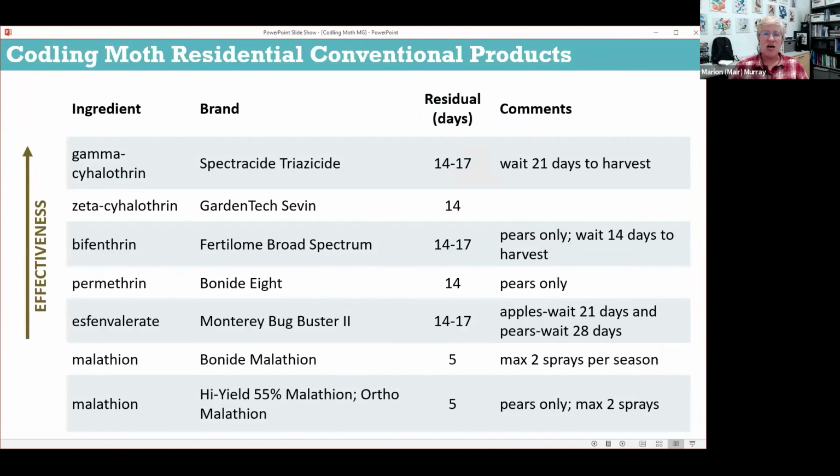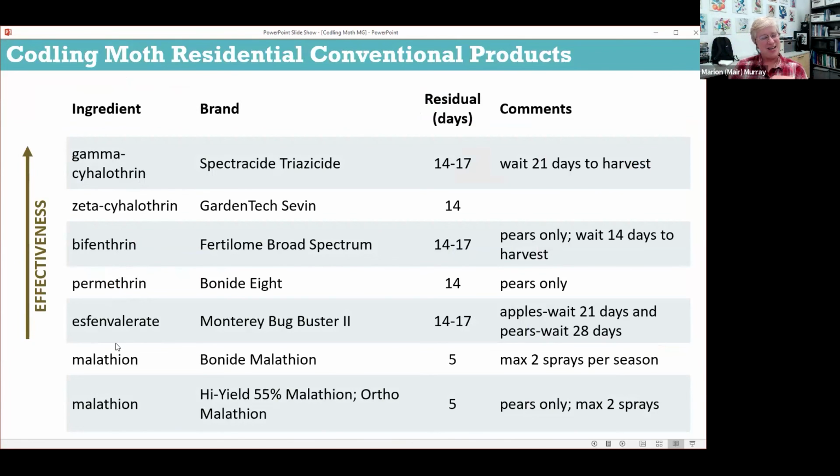So this is my last slide. It's the conventional products. So I mentioned there's this group called pyrethroids, okay? So pyrethroids on this list is the 1, 2, 3, 4, the 5 products at the top. You can see the first 4 end in THRIN, THRAN. So there's that common theme.